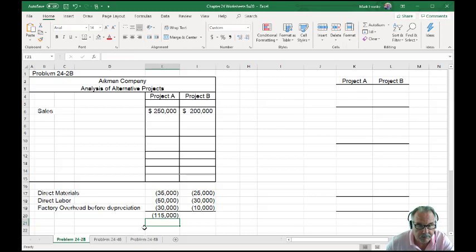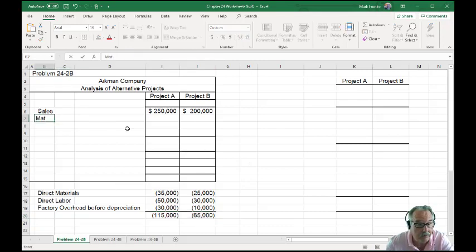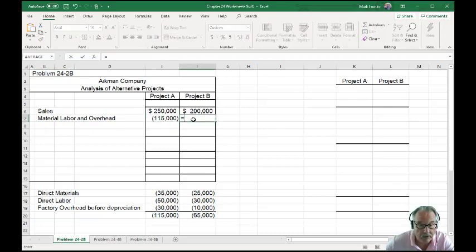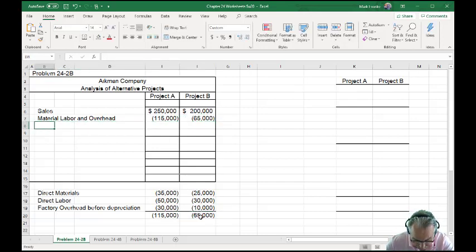We'll total these up, $115,000 for A, and so we'll say materials, labor, and overhead. And I'll just tie it in here as one of our costs associated with these two projects. Then we'll have depreciation, and we'll do a schedule of that from down below.